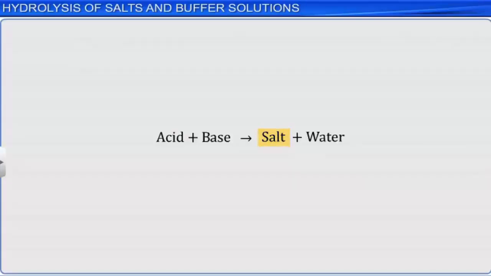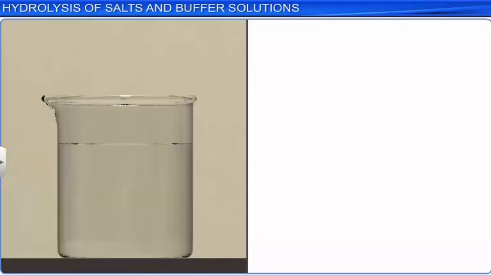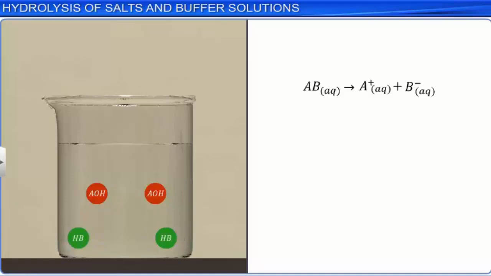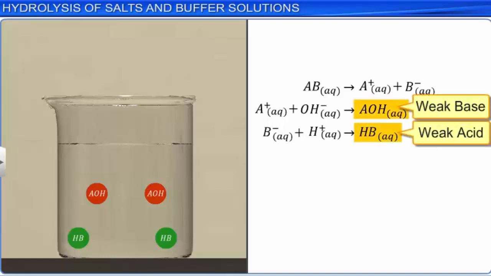Salts are formed by the neutralization of an acid with a base, or vice versa. For example, when hydrochloric acid reacts with sodium hydroxide, sodium chloride and water are formed. Generally, salts undergo complete ionization when they dissolve in water. The cations or anions formed on ionization react with water and produce weak acids or weak bases, or both. As a result, the pH of the solution is affected.